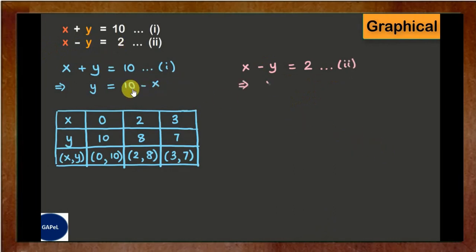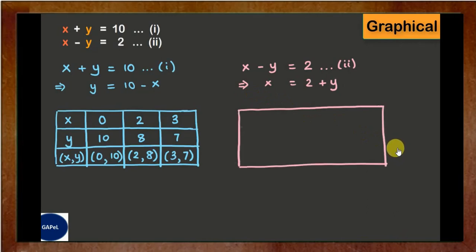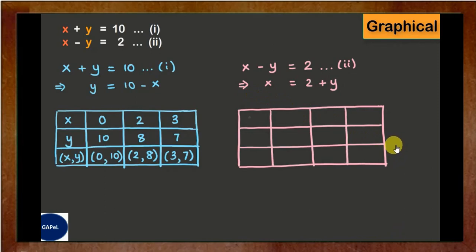So here we will write in terms of x. So x equal to 2 plus y. Same table you have to make. 3 rows, one for x, one for y, and another for x comma y.